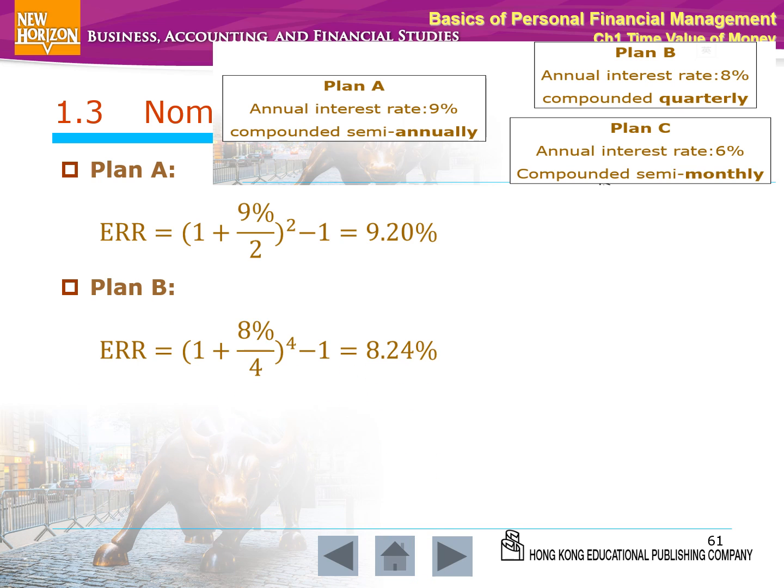For plan B, ERR is equal to 1 plus 8% divided by 4. Why? Because interest is compounded quarterly. Quarterly means four quarters in a year. So we divide by 4 and raise to the power 4, minus 1. So we get 8.24%. For plan C, 6% over 12 because it is compounded monthly, to the power 12. You see the rate is lower, 6.18% only.